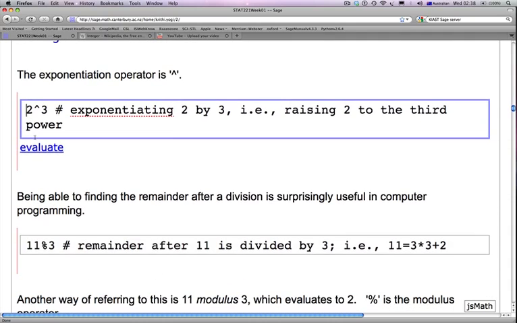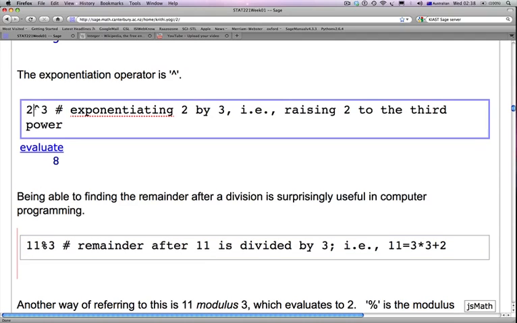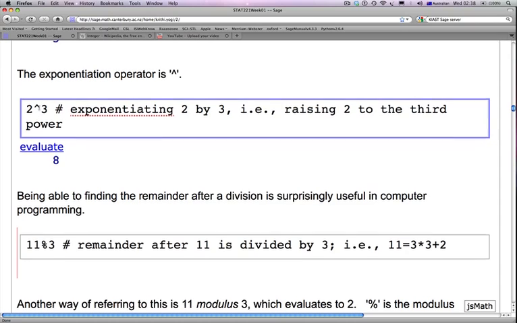Now let's move on to the exponentiation operation. So exponentiating 2 by 3 is nothing but raising 2 to the third power, and that's 8. And we use this caret symbol for exponentiation.